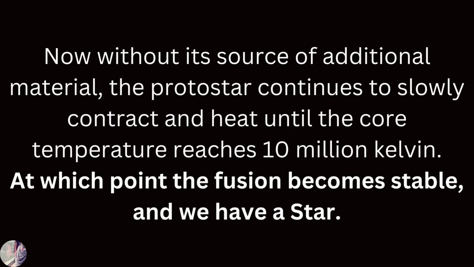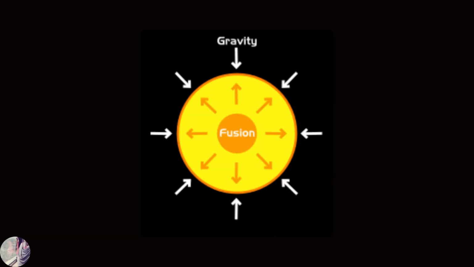Now, without its source of additional material, the protostar continues to slowly contract and heat until the core temperature reaches 10 million Kelvin, at which point the fusion becomes stable and we have a star. As represented by this figure, the fusion is stable now.